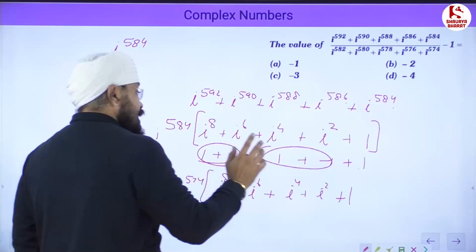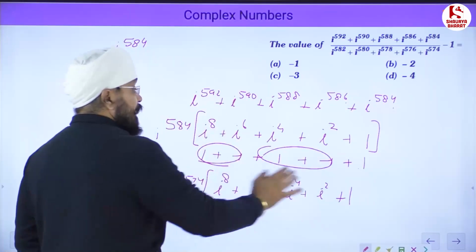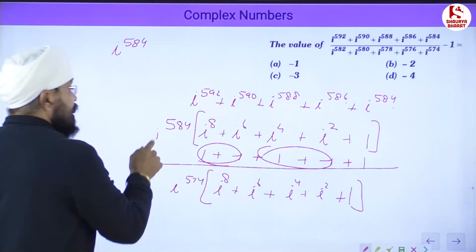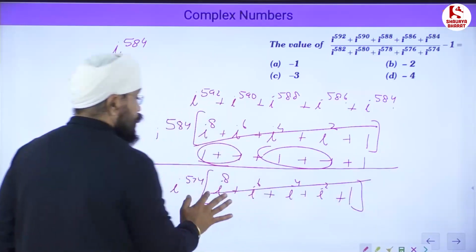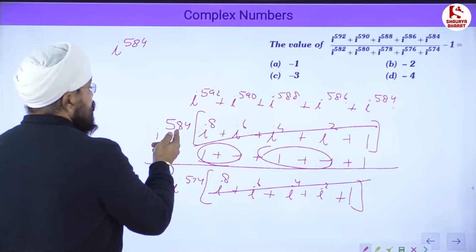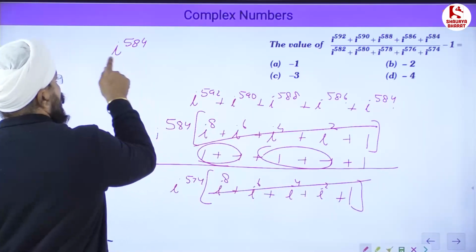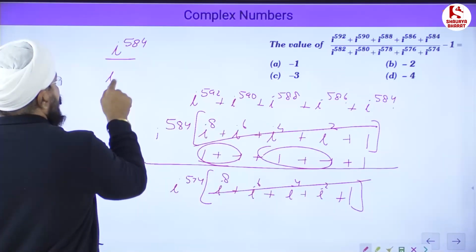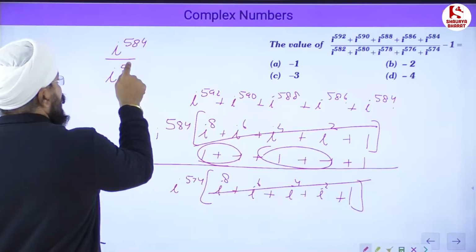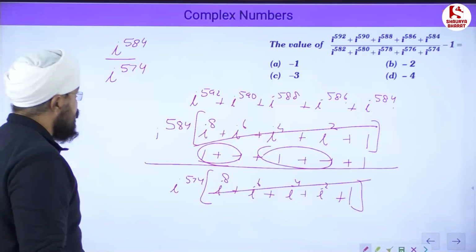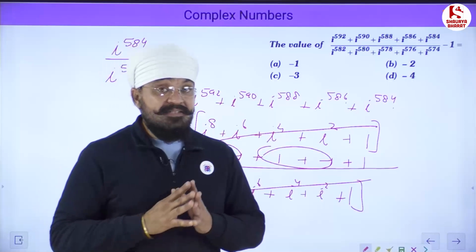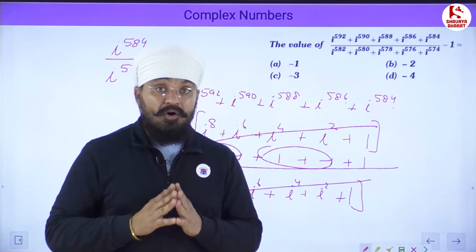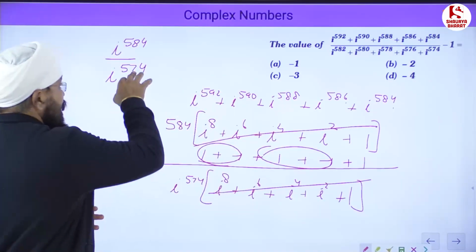Now dear students, if you don't go for this simplification part also, you can see that the numerator is like this and denominator is like this, where this term again can be cancelled. So you can also do it in the same format. Now this is a multiple of 4 and in the denominator we are getting iota to the power 574. Now this 574, it's an even number.